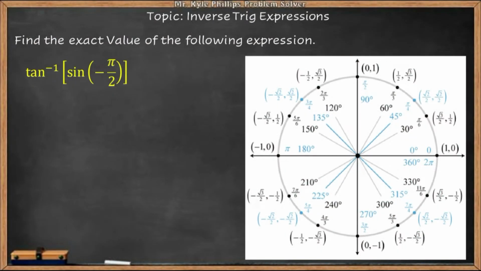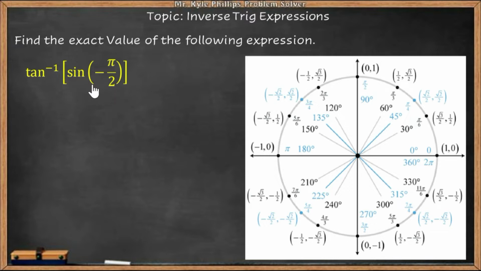Hey everybody, so in this video we're going to be talking about inverse trig expressions. So they tell us to find the exact value of the inverse tangent of sine of negative pi halves radians. Now, anytime you're working with an expression, the order of operations is never really going to change. So we know that we're going to have to start inside the brackets first.